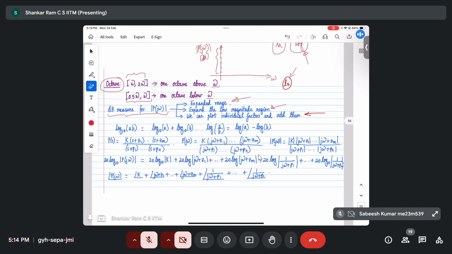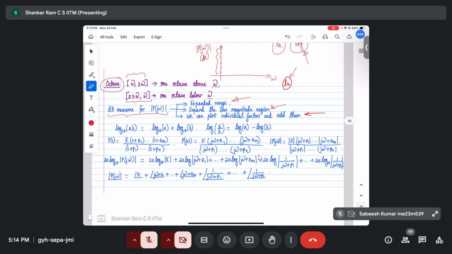And very importantly, the feature which we are going to leverage in our learnings going ahead is that we can plot the individual factors of a transfer function and just add them to get the overall magnitude. Why is this the case?